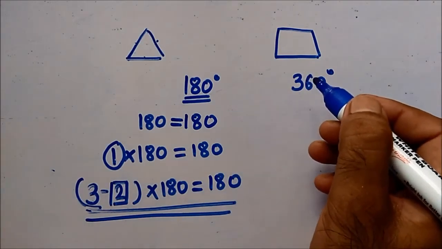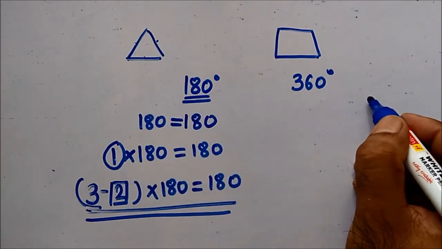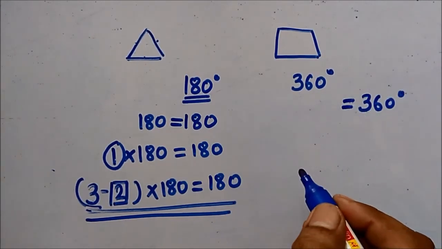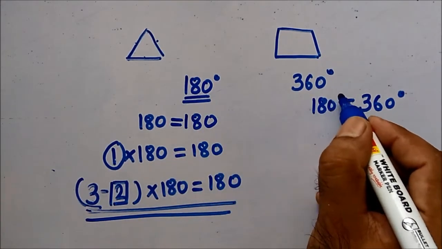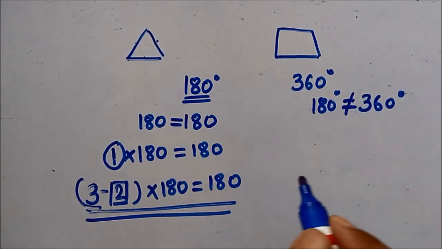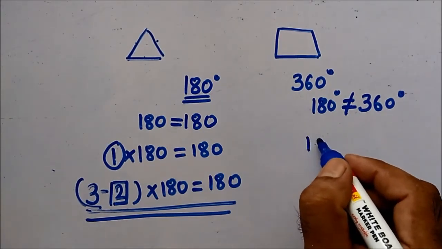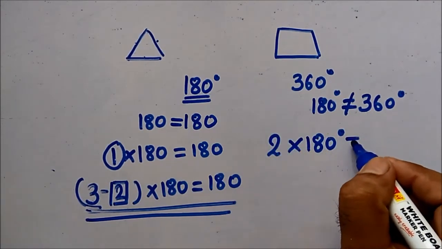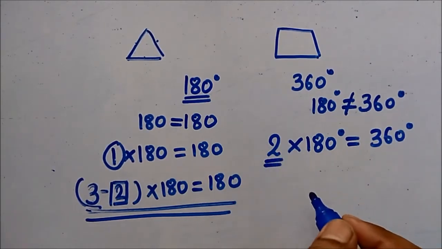Let's derive the equation for a quadrilateral in this manner. Here we are interested in 360 degrees, but on the left-hand side we will take 180 degrees. But this is not balanced, this is not equal. So what can we do to balance? If we multiply 180 by 2, we will get 360. So here we got 2.